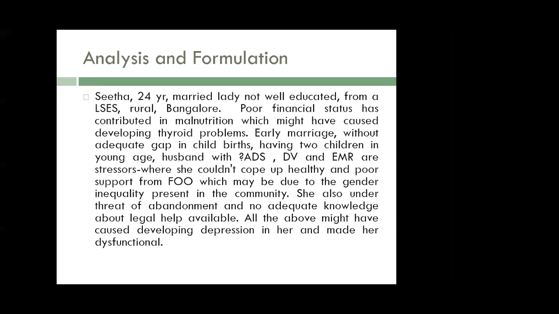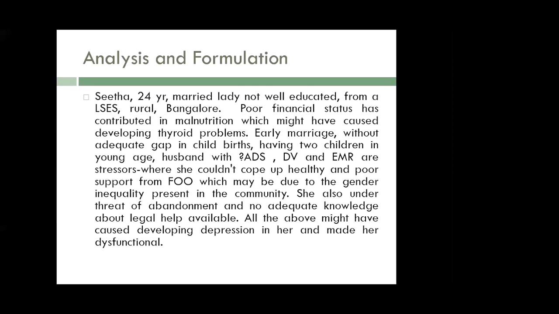You know that thyroid dysfunction, thyroid problems, and malnutrition are deeply connected, right? So we are trying to analyze and understand that maybe her financial status might have contributed to malnutrition, and malnutrition might have caused the thyroid dysfunction. Then what is happening? Early marriage. So we understood that she got married.